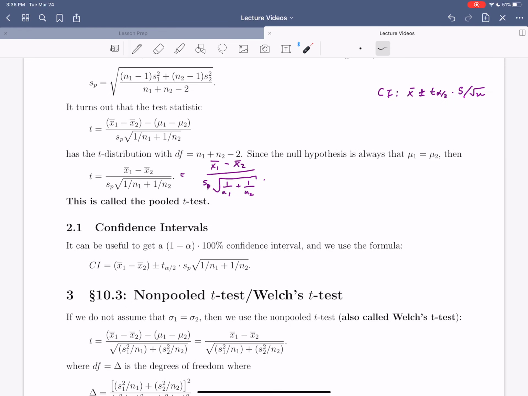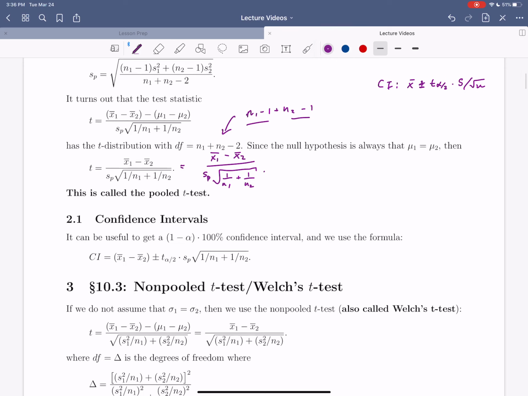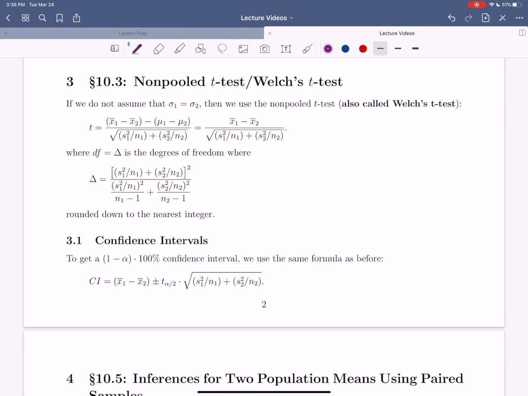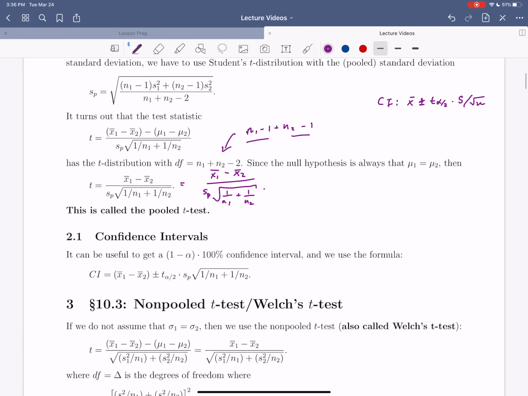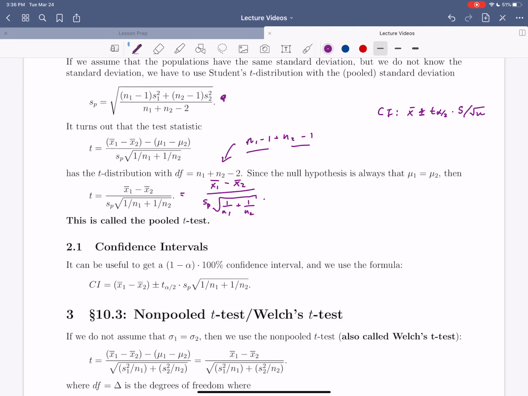So here, before, I should have emphasized this, our degrees of freedom is going to be the sum of the degrees of freedom of the two samples. So if you take n1 minus 1 plus n2 minus 1, that's the degrees of freedom of each of the samples. And if you add those up, you end up with n1 plus n2 minus 2. Okay, so the degrees of freedom is straightforward for the pooled t-test, but the pooled standard deviation is kind of a mess. So that part's harder.